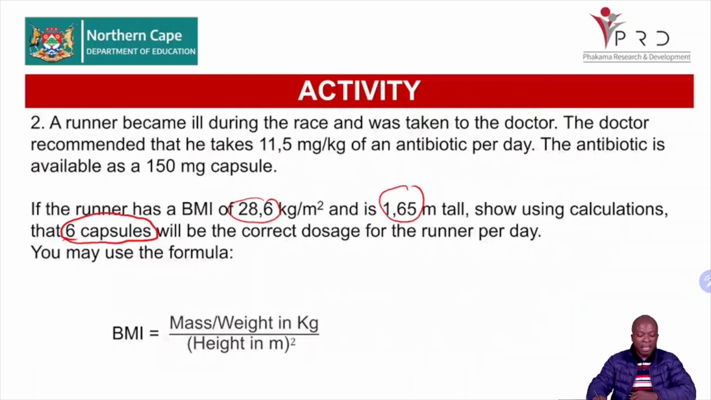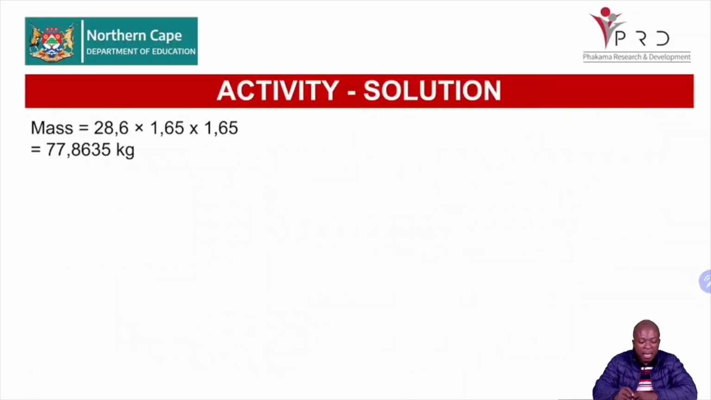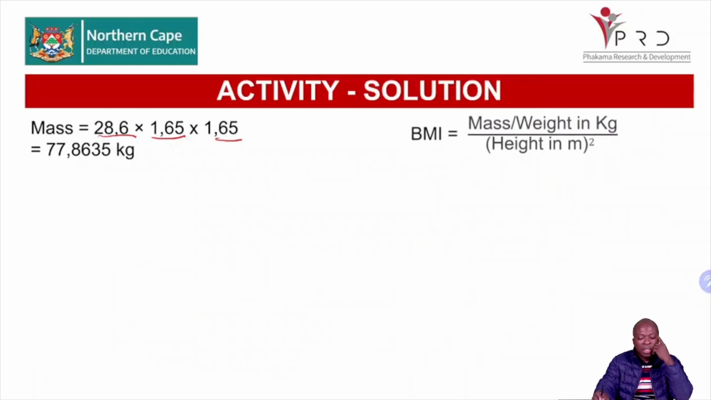All right, welcome back, learners. So if we look closely at the question, they gave us the BMI and they gave us the height, meaning we are left with the mass. And how do we find mass? It is BMI times the height times the height. That's why you see here, there's the mass times height, meaning the mass of this athlete is 77.8635 kilograms. What do we do with this information then?